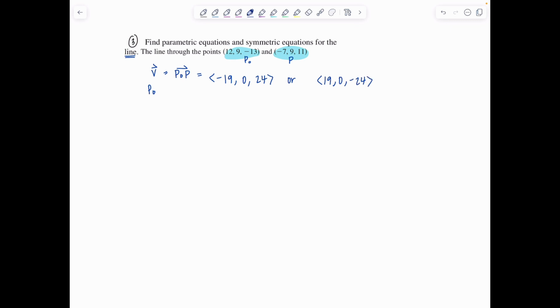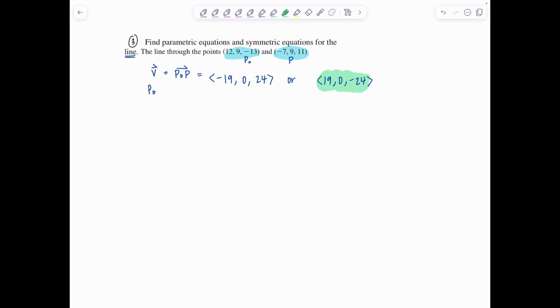So there's some options here, and it's not like this direction vector looks so much better than this one over here. So I wouldn't say one is preferred necessarily in this case, okay? Just for the sake of having the first component positive, let's use this one though.